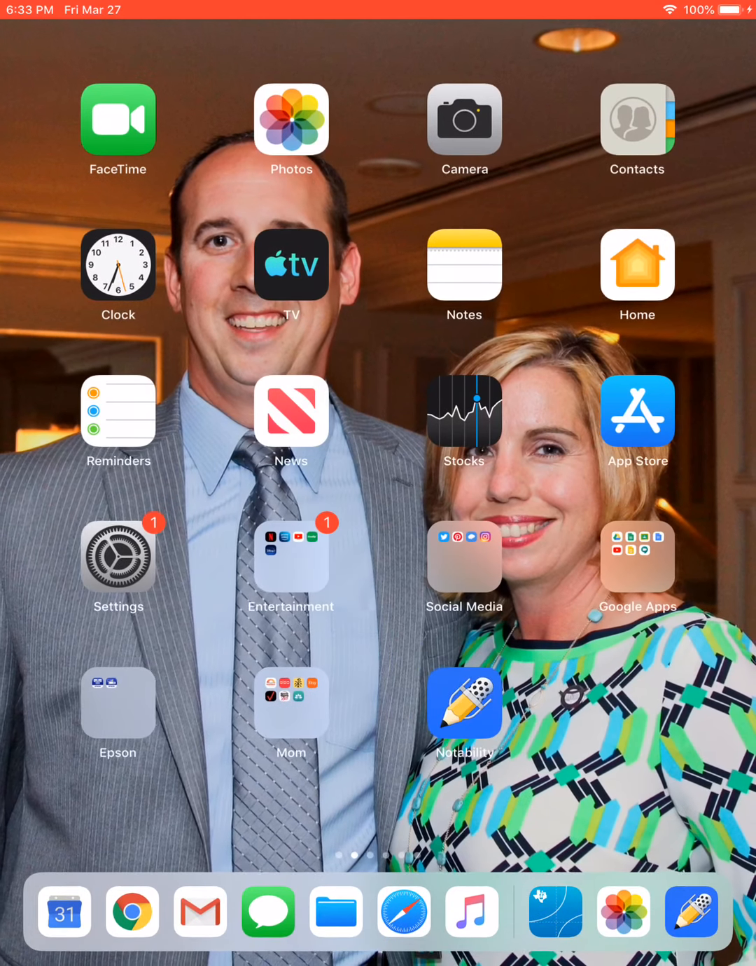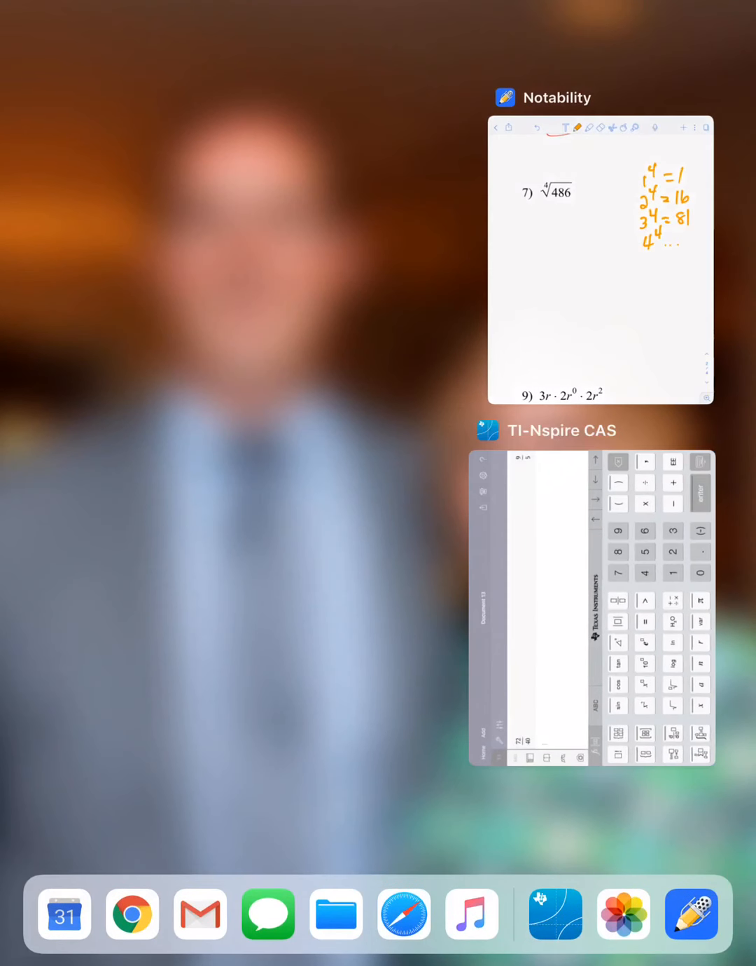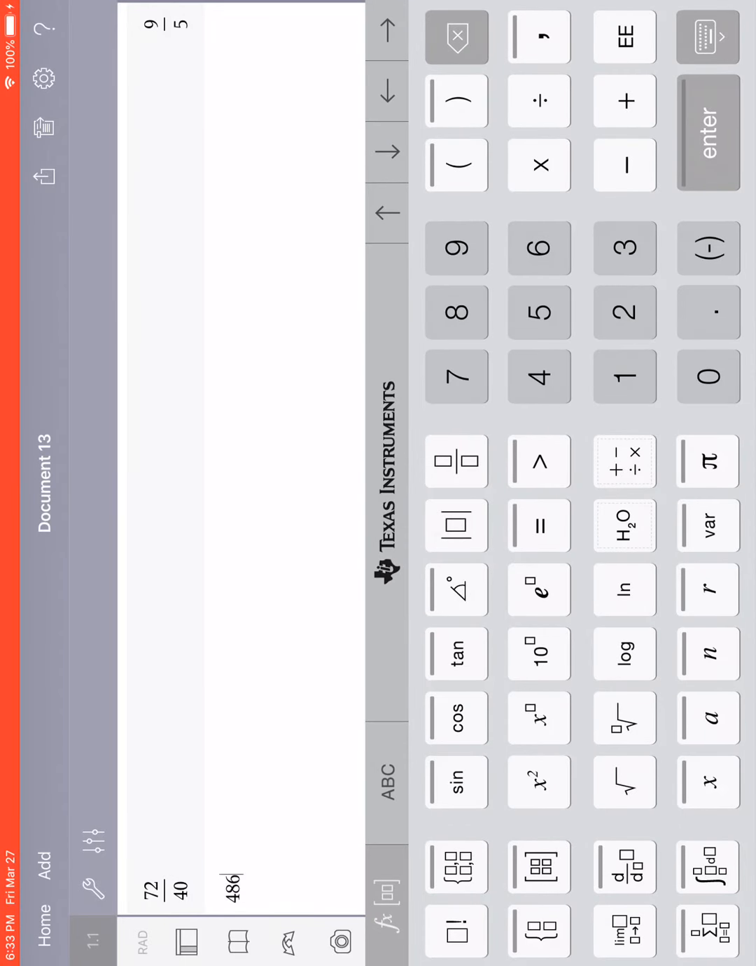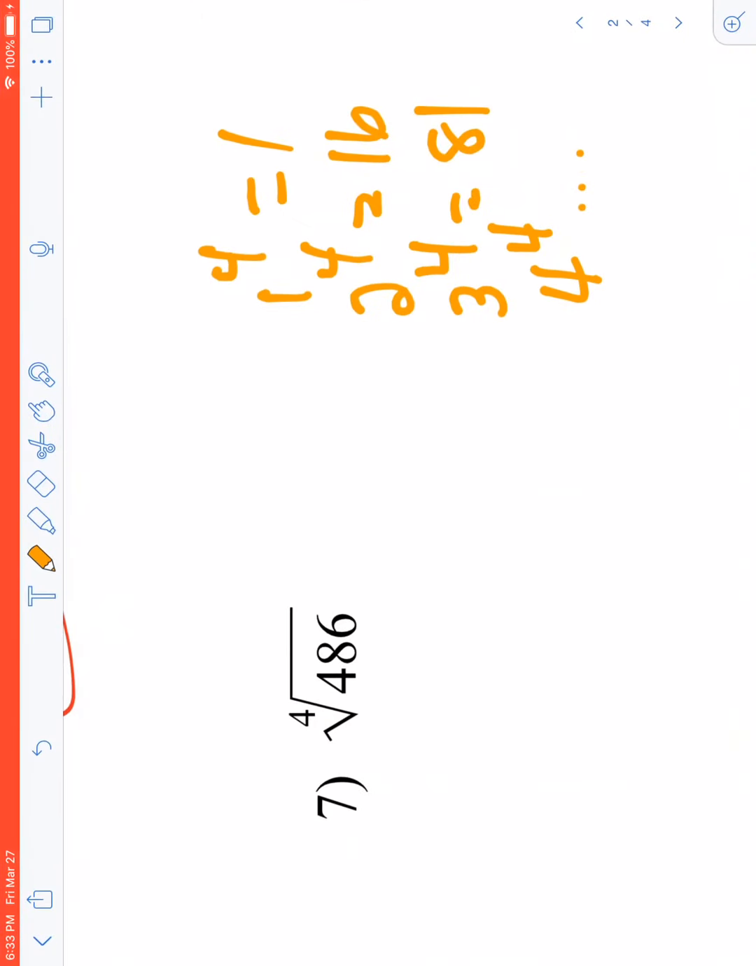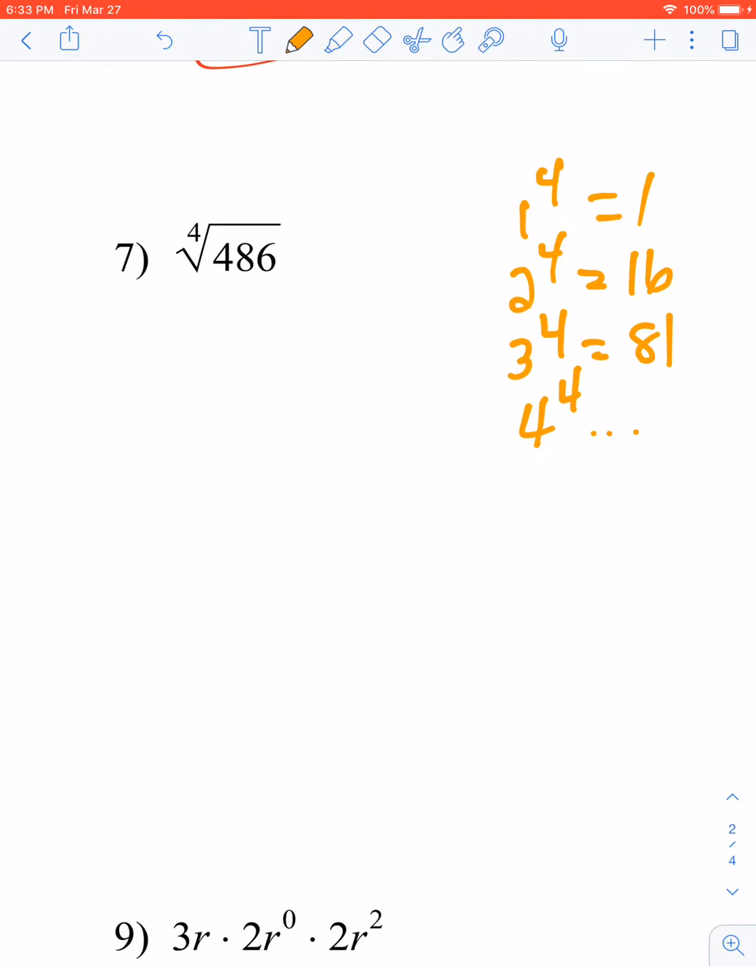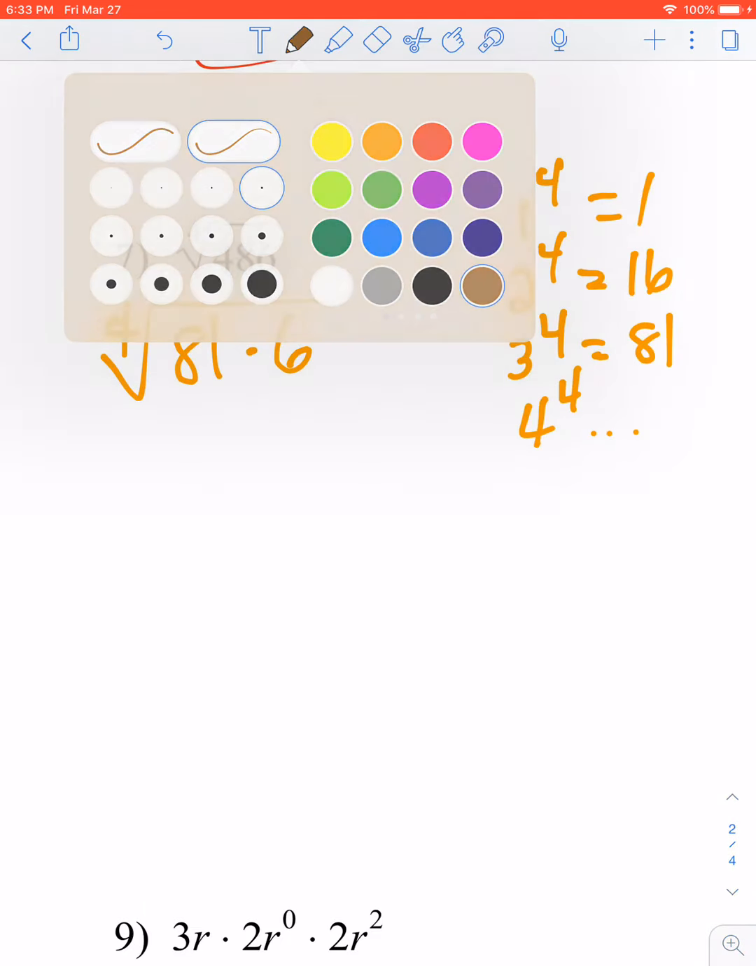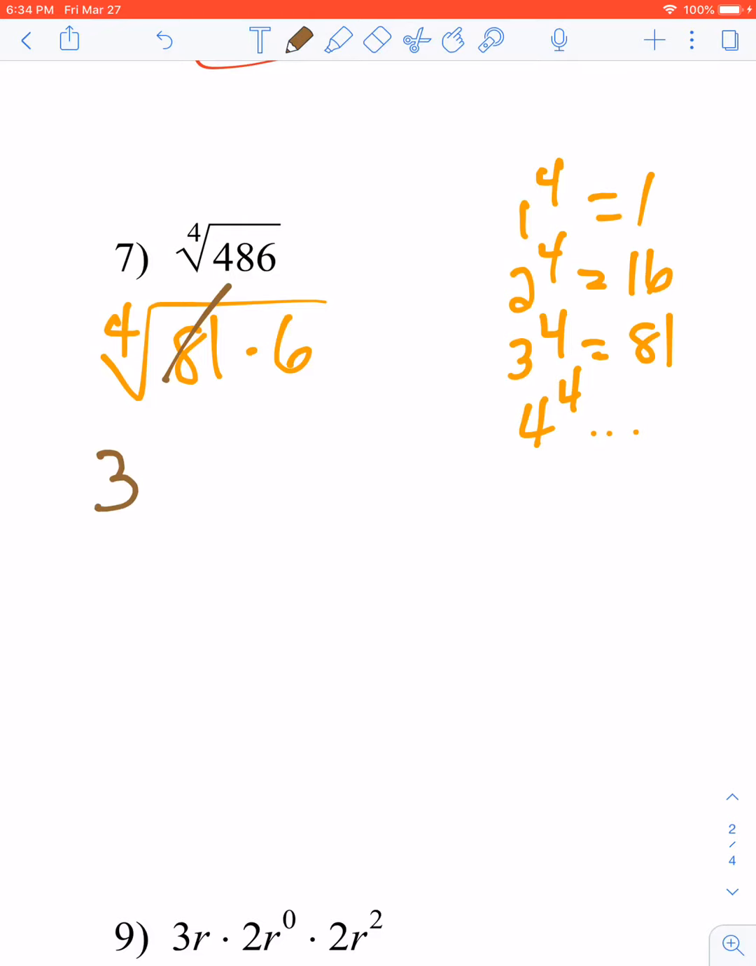And if memory serves me correctly, if I take 486 and divide it by 81, please note, I'm not going to take a lot of time right now doing the calculator work on a video, but 81 goes in evenly 6 times. So I can break this down into the fourth root of 81 times 6. The fourth root of 81 is a 3. And the 6 stays behind.